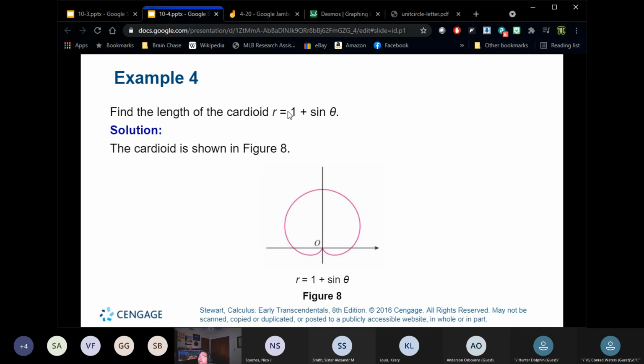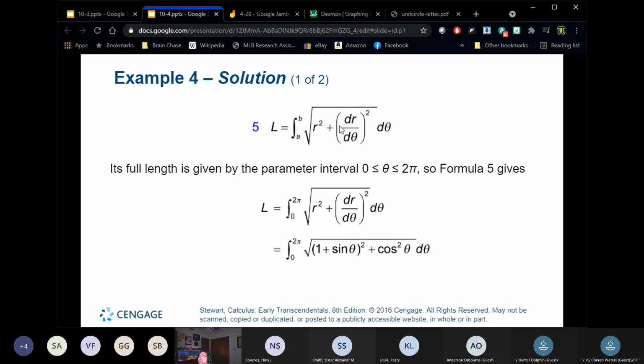So if we're looking at the cardioid, we have r equals 1 plus sine theta. So we're going to plug that information in. So I have r squared plus dr d theta squared. Remember when we did that originally, the dr d theta is just cosine theta. And my r squared is 1 plus sine theta, squared. You cannot just take the square root of those and get rid of those squares. It does not work that way.